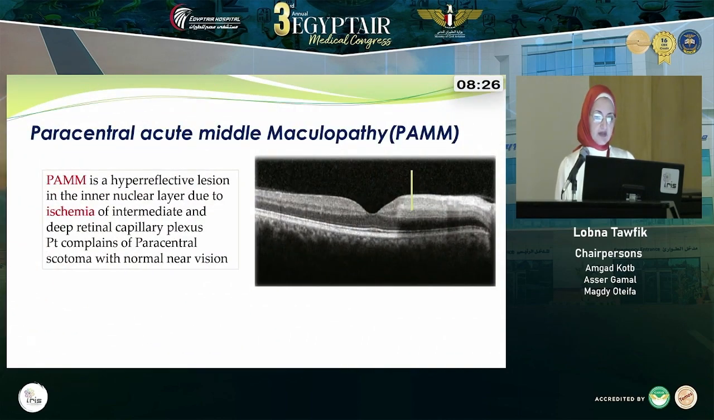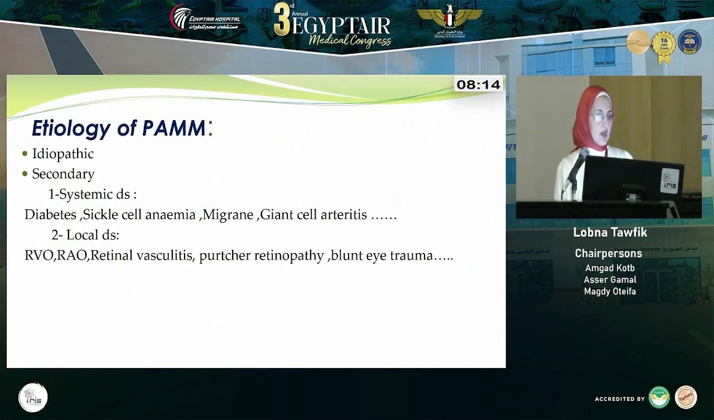Paracentral acute middle maculopathy, PAM. PAM is a hyperreflective lesion in the inner nuclear layer due to ischemia of the intermediate and deep capillary plexus. Patients complain of paracentral scotoma with normal near vision. Etiology of PAM: idiopathic, or secondary to systemic disease such as diabetes, sickle cell anemia, migraine, giant cell arteritis; and local disease such as retinal vein occlusion, artery occlusion, retinal vasculitis, Purtscher retinopathy, and blunt eye trauma.